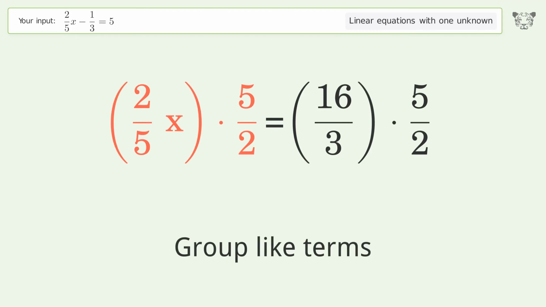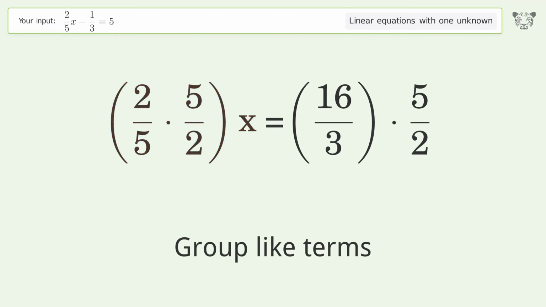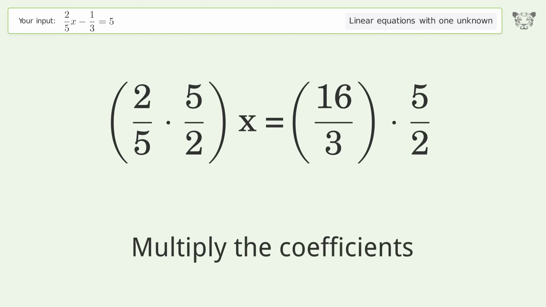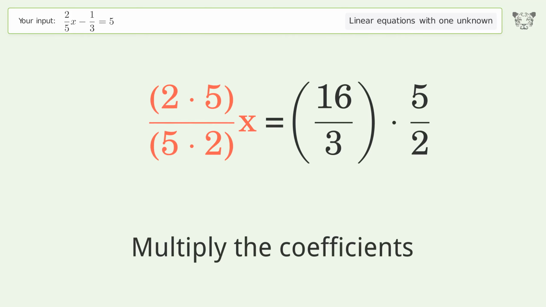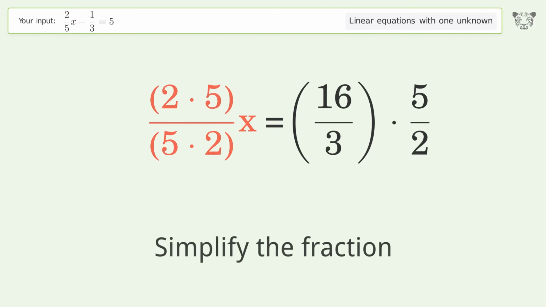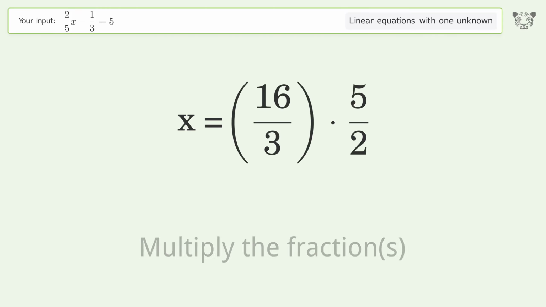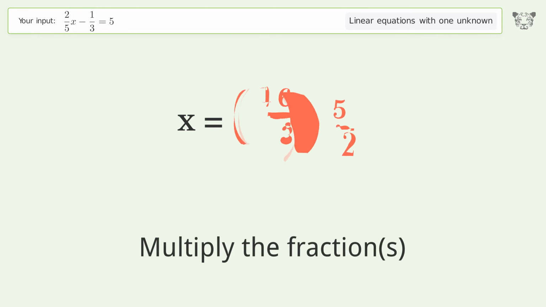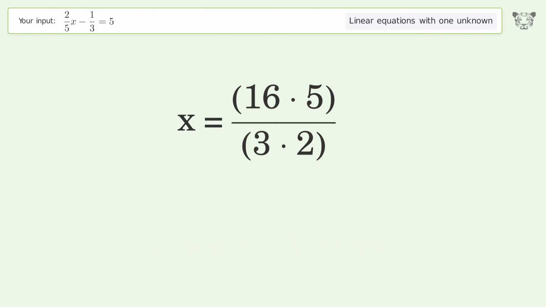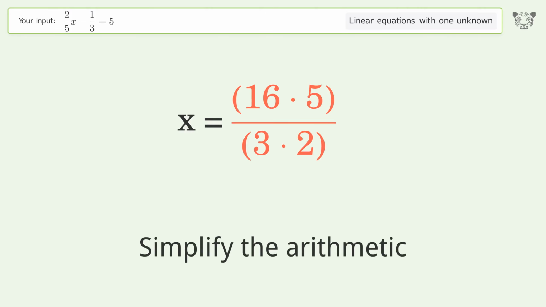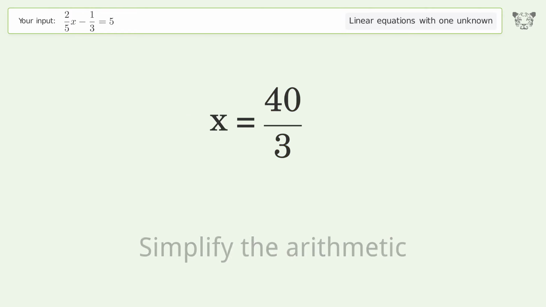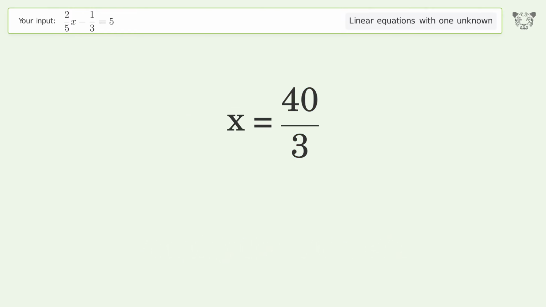Group like terms. Multiply the coefficients. Simplify the fraction. Multiply the fractions. Simplify the arithmetic. And so the final result is x equals 40 over 3.